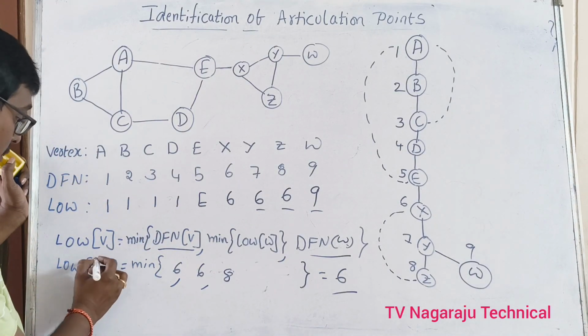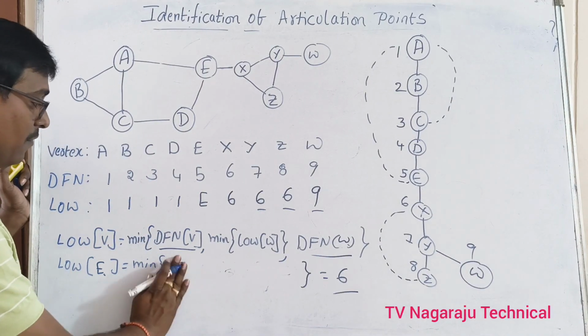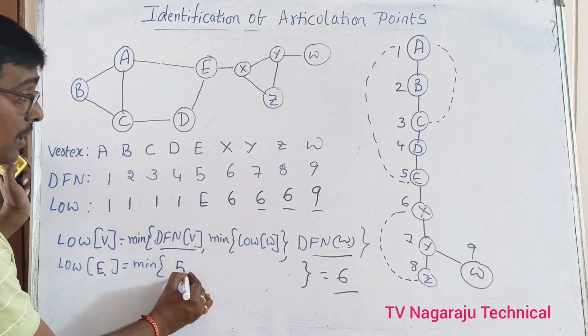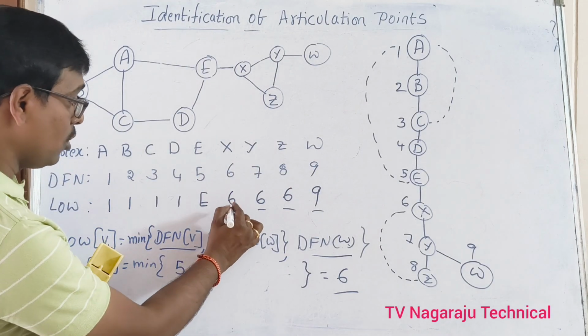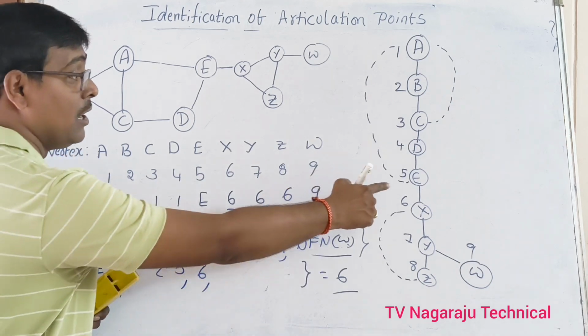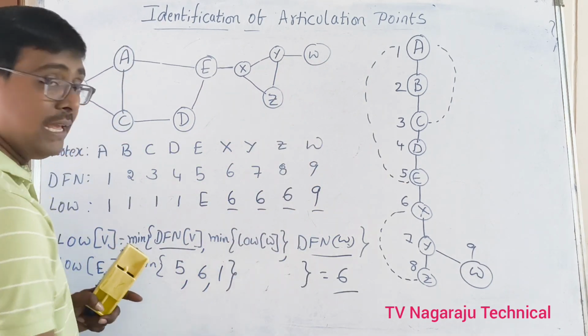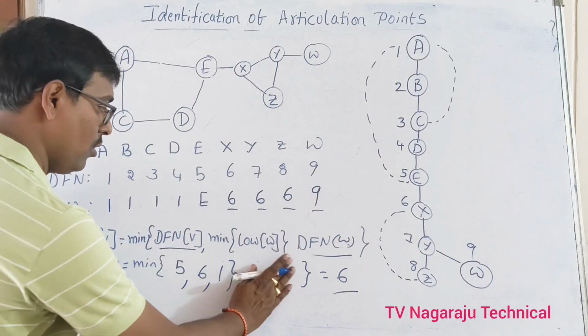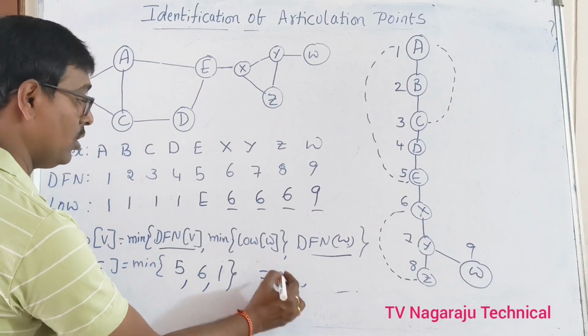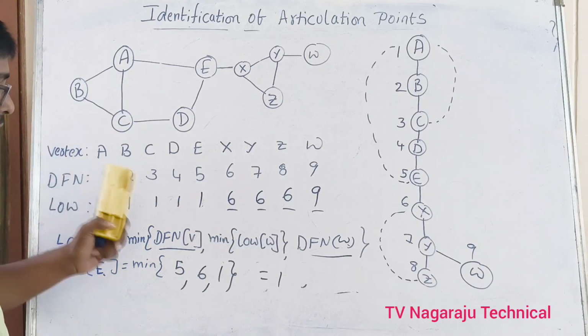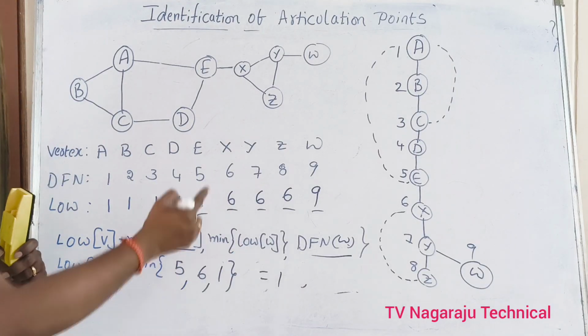Suppose DFN of E value. Low of E is equal to DFN of E. Low of X is equal to 6. From E there is a back edge, so DFN of A is equal to 1. So the answer is equal to 1. For E, we are getting the answer as 1.